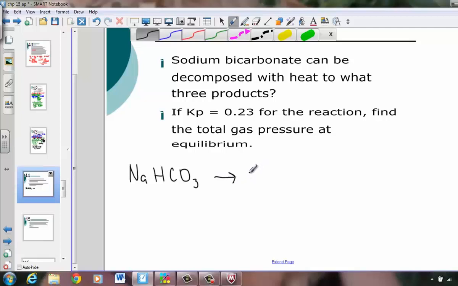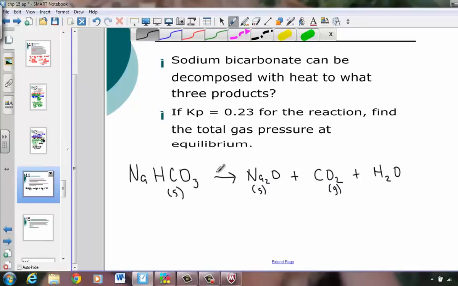What will happen? You'll produce sodium oxide, Na2O, the metal oxide. You'll produce carbon dioxide, and you'll produce water. Now these are solids. Sodium bicarbonate's an ionic compound. Sodium oxide is an ionic compound. They're always solids at room temperature.